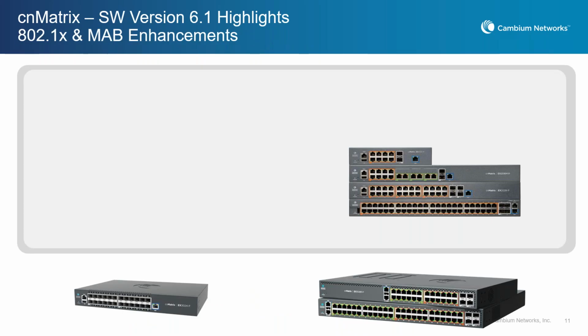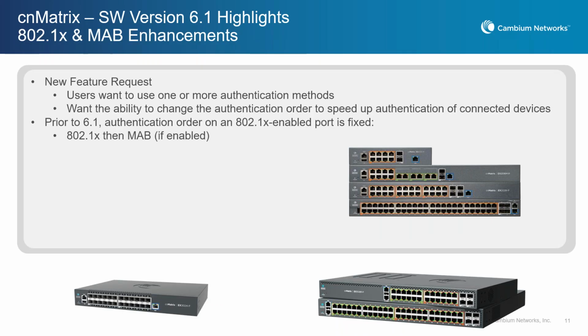Okay, next deep dive. Authentication and authorization using 802.1x and/or MAB. And we've always supported those features. However, we've provided additional flexibility. So prior to 6.1, the authentication order was 802.1x, if it's enabled on that port, it would attempt 802.1x, and that is fixed. And then after 802.1x times out, then it would attempt MAB, which is MAC-based authentication, if it's enabled. That's how it worked prior to 6.1.